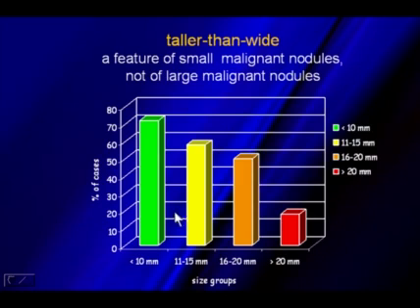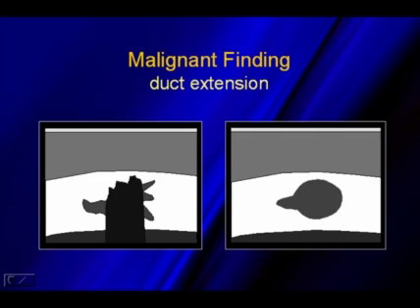One reason is this is a feature that we tend to see in smaller nodules. We don't see it as often in large malignant nodules. If a cancer is less than 10 millimeters, we see this feature about 70% of the time. Once a cancer gets up to 2 centimeters, we probably only see it about 12 to 15% of the time. So it is something that tends to go along with smaller nodules. The entire nodule does not have to be taller than wide, but if any portion of the nodule is taller than wide, we will use that as one of the malignant findings.